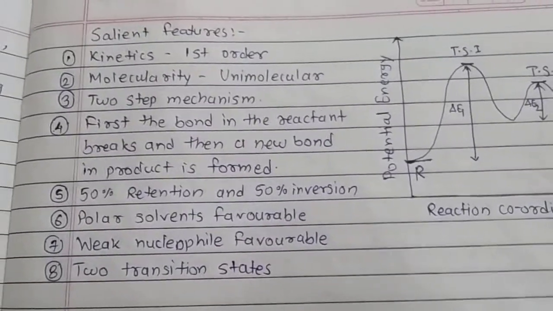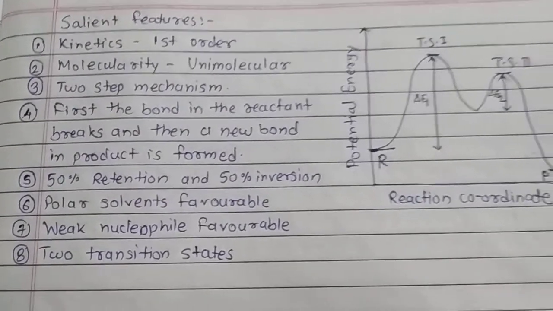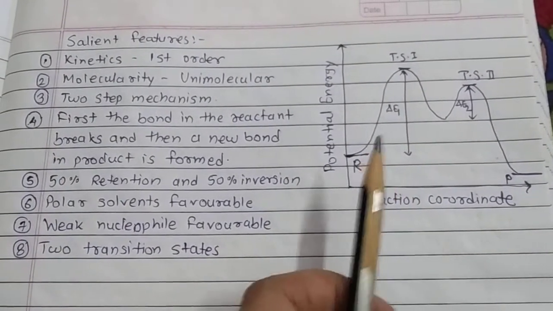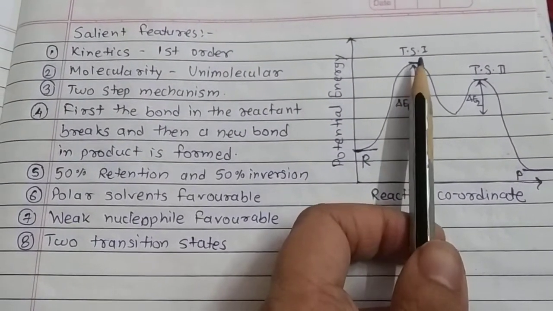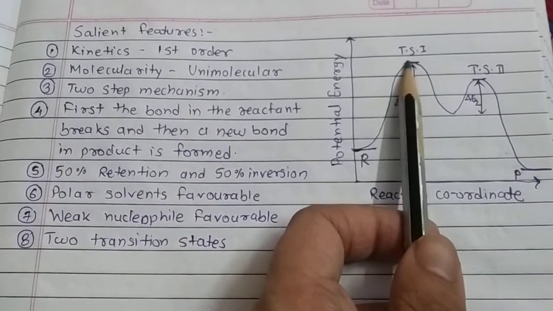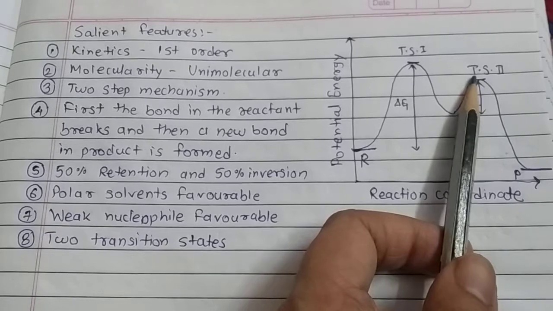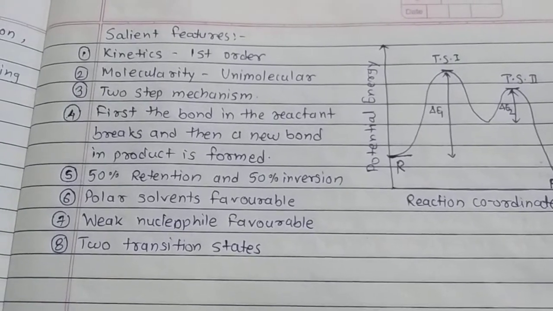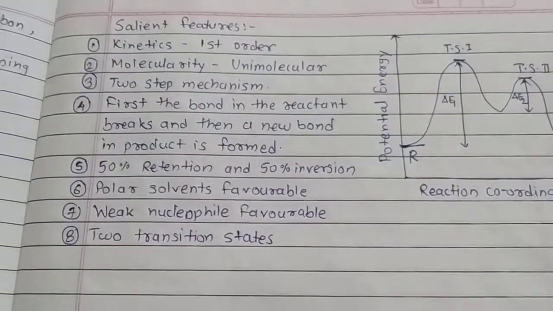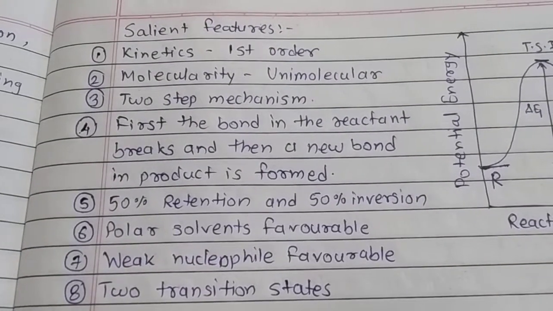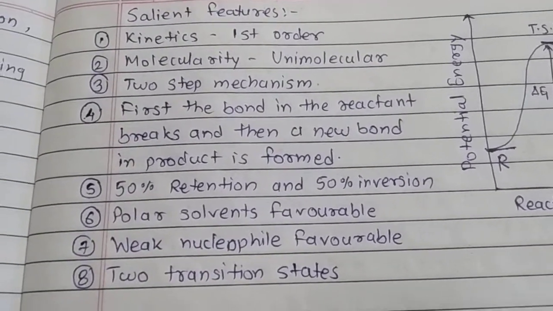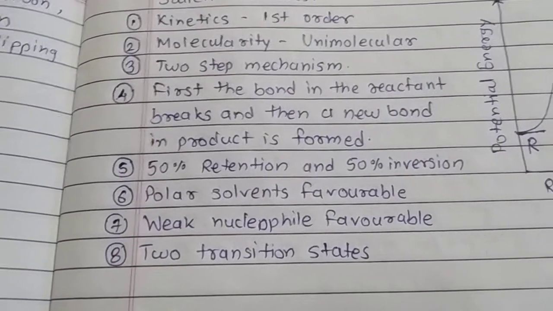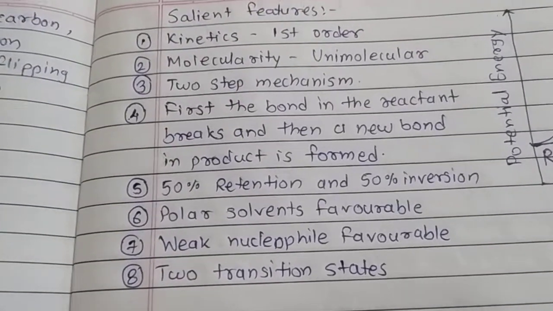And now let's see the salient features of the first order reaction. See the energy profile diagram, reaction coordinate and potential energy. So two transition states are involved here. The first is for formation of the carbocation, and the second is for step number two. Kinetics: it is first order kinetics. Rate of reaction depends only upon tertiary butyl bromide. Molecularity is unimolecular. Mechanism is two step. First is formation of the carbocation, second is attack of the nucleophile.